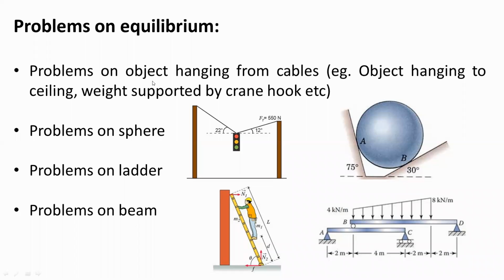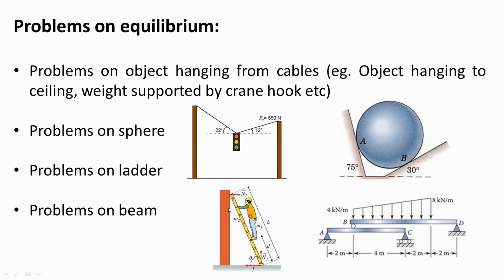Then the second type of problem on equilibrium includes the problems on the sphere. You can observe in the second image. Here a sphere is supported by using two inclined walls. These inclined walls will offer the support reaction at point A and at point B. We have to find out the magnitude and the direction of that support reaction at point A and B. We can use the condition of equilibrium and find out the reactions at point A and B.